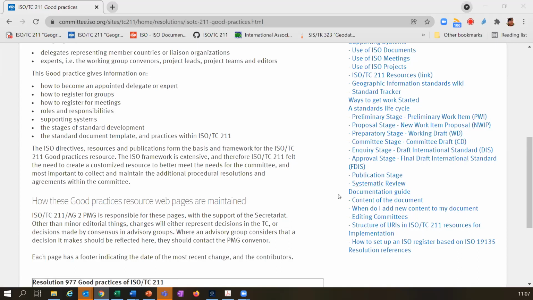Then, of course, the reason why we're here is to write standards. There are some questions about how we actually produce the document itself, not just the document process in the different stages, but what do we add into the document? When do I add things? How does this work with editing committees and stuff like that? All those kinds of things that we get a lot of questions about.